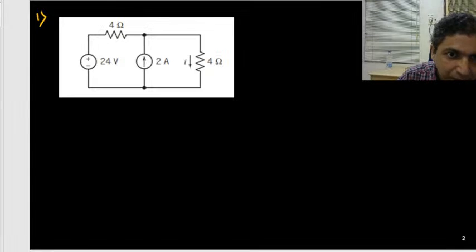So in this session we'll be discussing a few concepts: node analysis, mesh analysis, superposition principle, Thevenin theorem, Norton theorem, and some other things. Okay, so everything we'll try to consider here. So can you find, in this circuit, the current through this 4 ohm resistance? This is the question. So how to find this one?